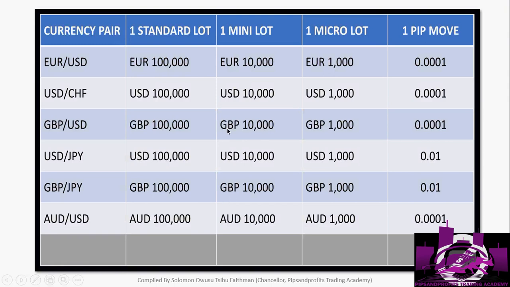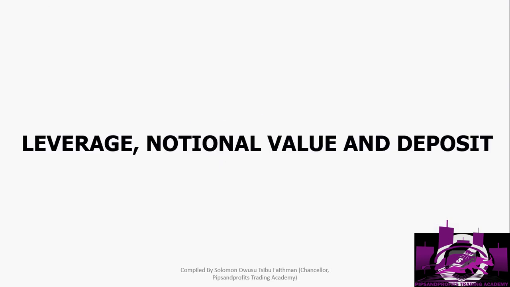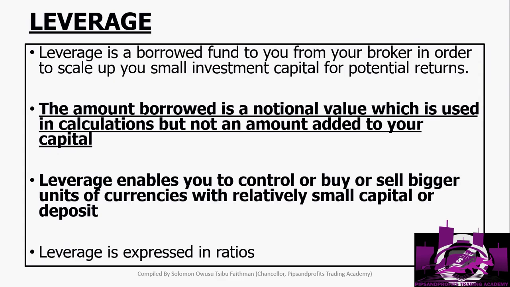Okay, so let's continue. And then I answered all your questions pertaining to that, and then we came to leverage, notional value, and deposits, okay? So what did we say leverage is? We said leverage is a borrowed fund to you from your broker in order to scale up your small investment capital for potential returns, okay? The amount borrowed is a notional value, which is used in calculations, but not an amount added to your capital.